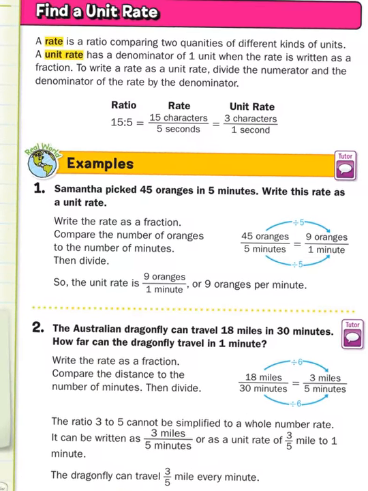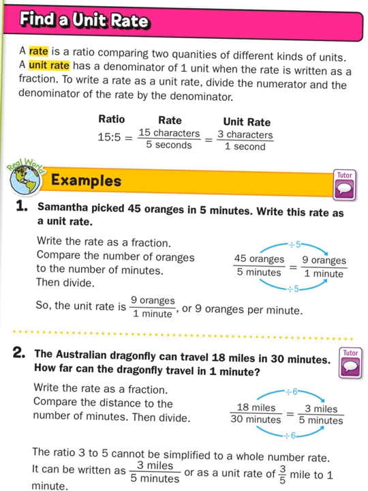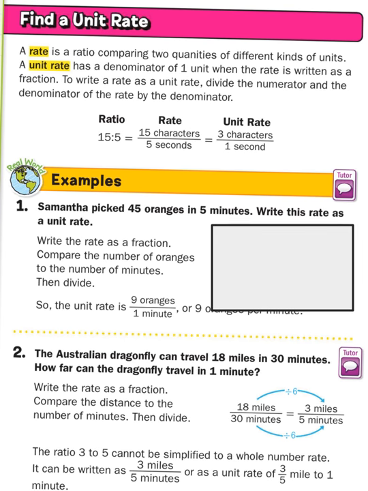So let me see, trying to find a good spot to write here. Okay, I just blocked that out. It'll be easier. So Samantha picked 45 oranges in 5 minutes. So I start by writing that as a fraction. 45, I put O for oranges, and 5, M for minutes. You could write the whole word out if you want, but you don't need to. Maybe I'll do OR so it doesn't look like a 450. All right, write this as a unit rate.